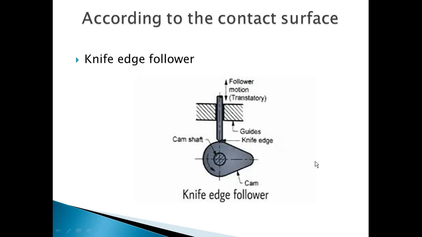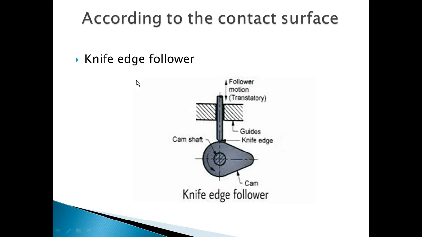So, the first category according to the contact surface. In this case a figure for the knife edge follower is given. As the name suggests, the end of the follower is a knife edge. This is the follower, and this is the cam mounted on the camshaft. The end of the follower which makes contact with the cam is like a knife, and that's why the name is knife edge follower.